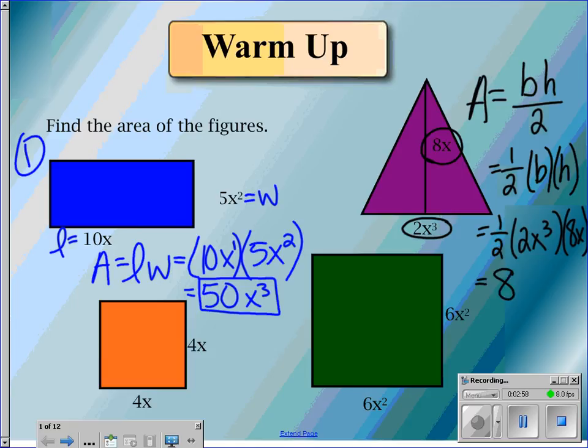Then we have like bases, x and x. What's our exponent on this x? 3. What's our exponent on this x? 1. We multiply like bases, we add our exponents. 3 plus 1 is 4. 8x to the 4th is the area of the triangle. Questions on the first two? If we had said base times height divided by 2, we would have done 2 times 8 is 16 divided by 2 is 8. So either way, we get 8 for our coefficient.